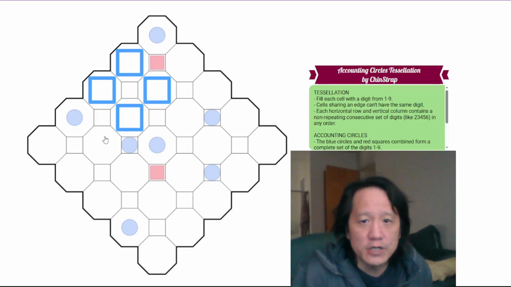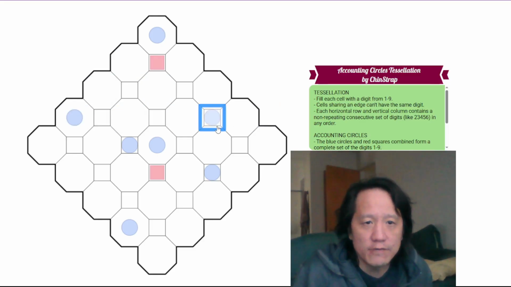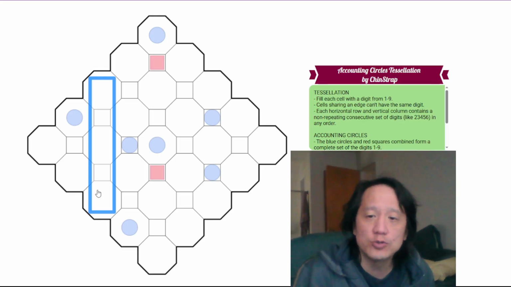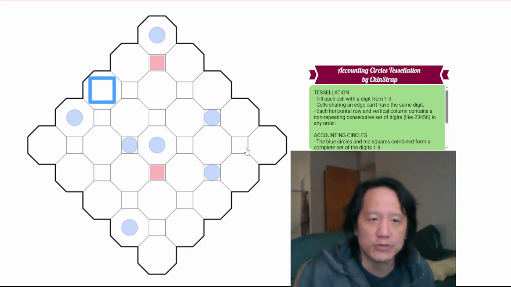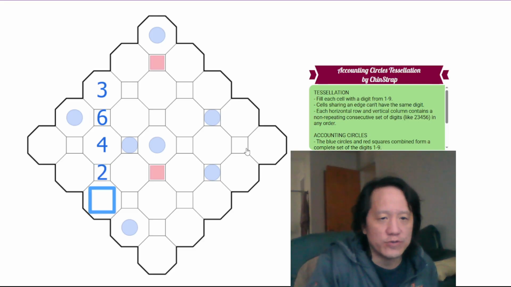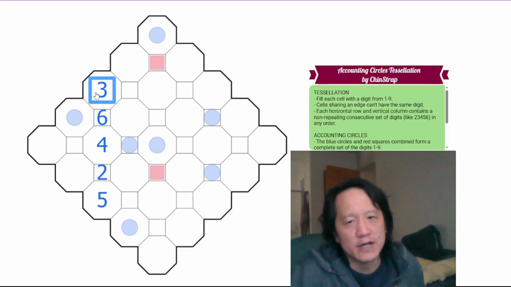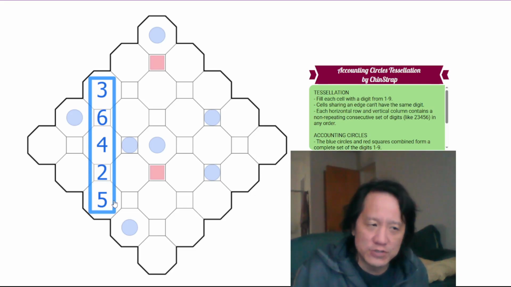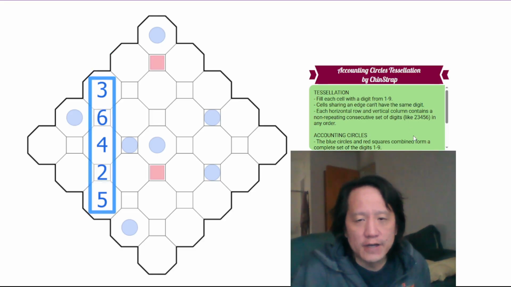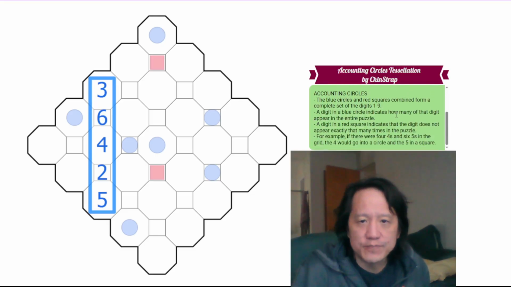And also, each horizontal row and vertical column contains a non-repeating consecutive set of digits like 2, 3, 4, 5, 6 in any order. So you could have something like 3, 6, 4, 2, and 5, and that would be valid, as it follows essentially something similar to a Renban rule here. And that's the rule set for tessellation.